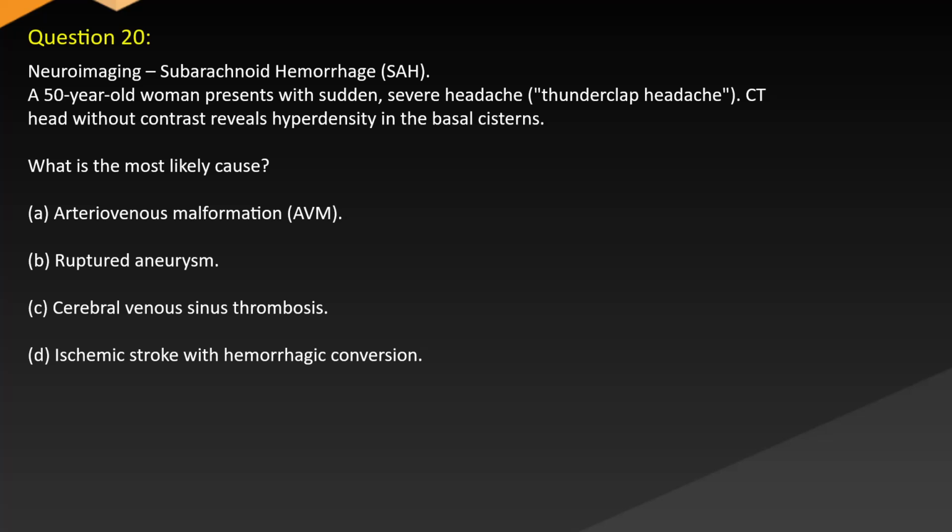Question 20. Neuroimaging. Subarachnoid hemorrhage. A 50-year-old woman presents with sudden severe headache, thunderclap headache. CT head without contrast reveals hyperdensity in the basal cisterns. What is the most likely cause?